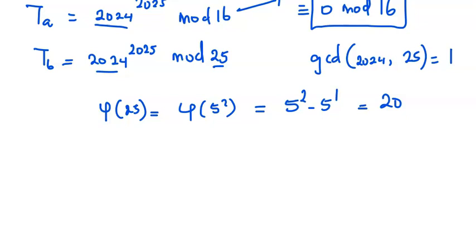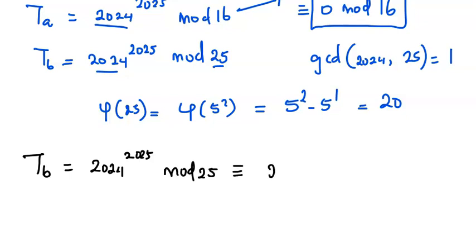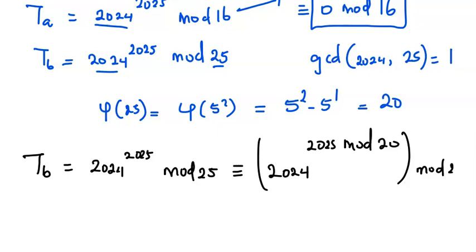Okay, so now what is next? Here we have that T of B is equal to 2024 raised to 2025 modulo 25, that this will be congruent to 2024 raised to, so 2025 now is a modulo 20, right? Then do not forget that everything here is modulo 25. So for this part here, it is clear enough that that is congruent to 5 modulo 20, right? So that is the remainder when this is divided by 20 is 5.